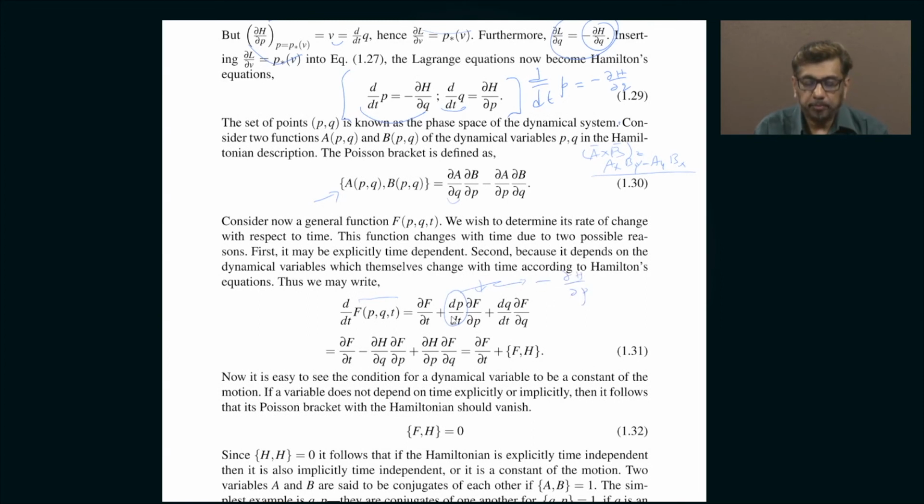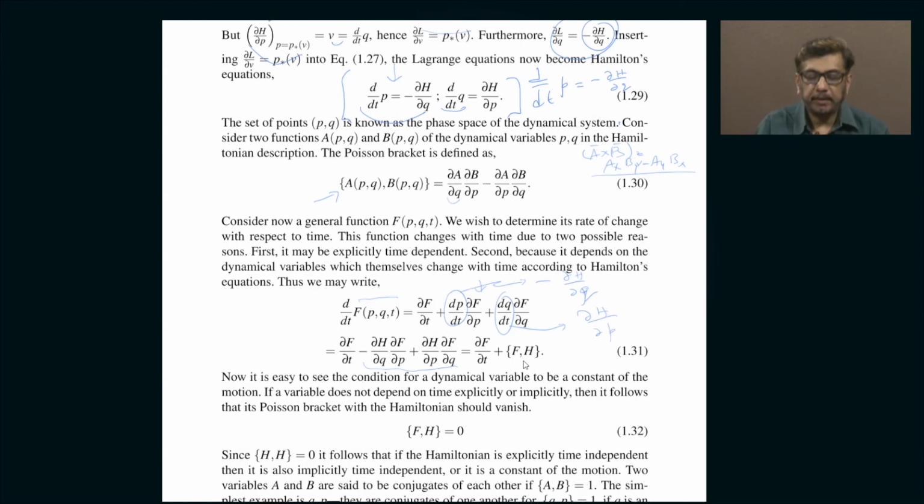the Poisson bracket, and I will be able to write it in this way. dq/dt is ∂H/∂p, whereas dp/dt is −∂H/∂q, with a minus sign. So I insert these things. They come from my Hamilton's equations, which are the analogues of the Lagrange equations. When I insert this, I will find that this in fact is the Poisson bracket of f and H.